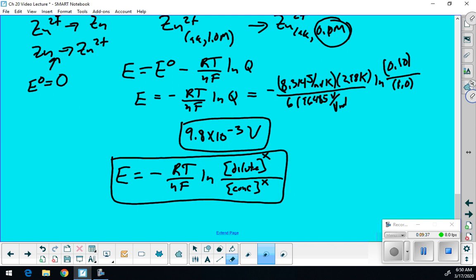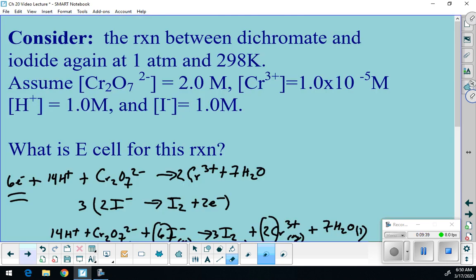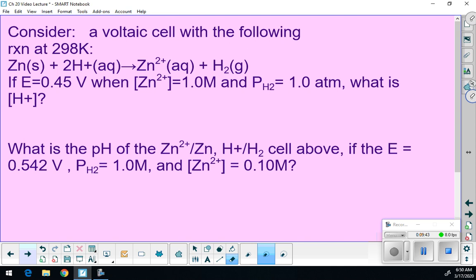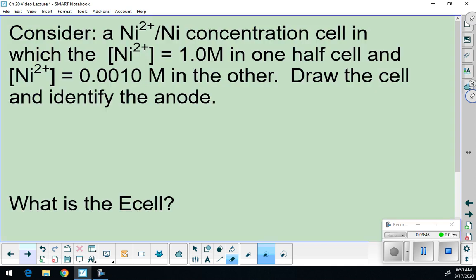So this would be the way I would solve a problem using a concentration cell. So let's take a look at a concentration cell, although I kind of just did one, didn't I? We'll come back to that one in a sec, sorry. So here's our concentration cell. I have a nickel concentration cell. I have 10 and 0.001.